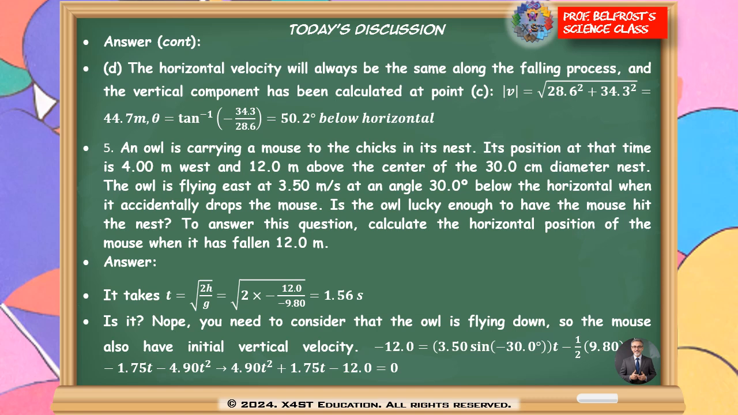Okay. Next problem. So an owl is carrying a mouse to the chicks in its nest. So its position at the time is 4 meters west and 12 meters above the center of the 30 centimeter diameter nest. So the owl is flying east at 3.50 meters per second at an angle of 30 degrees below the horizontal when it accidentally drops the mouse. So is the owl lucky enough to have the mouse hit the nest?